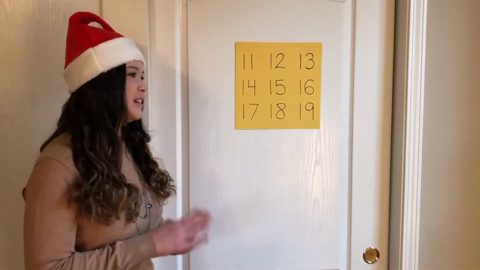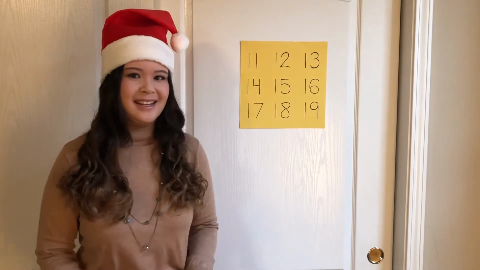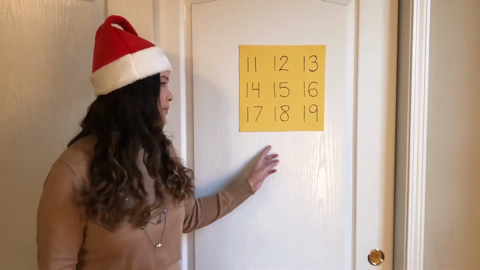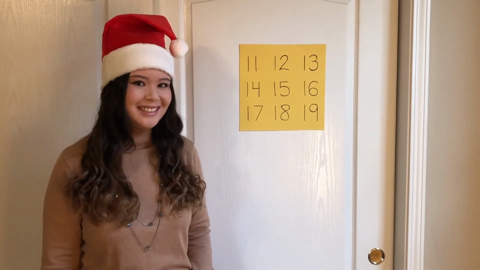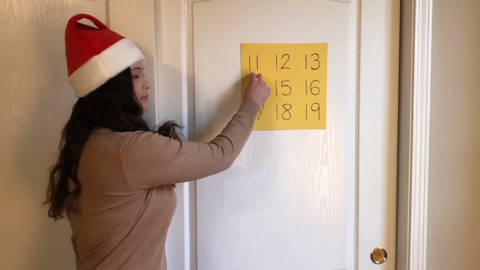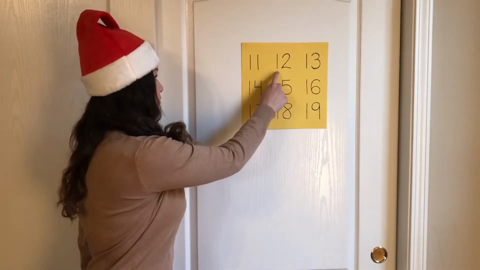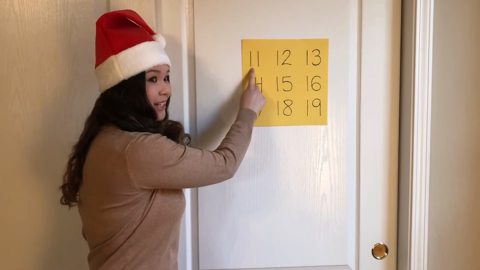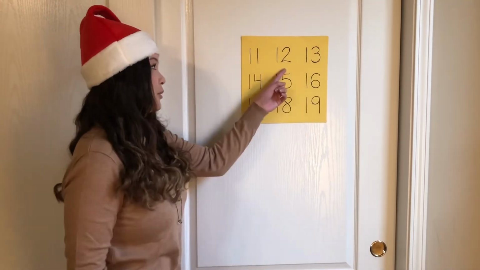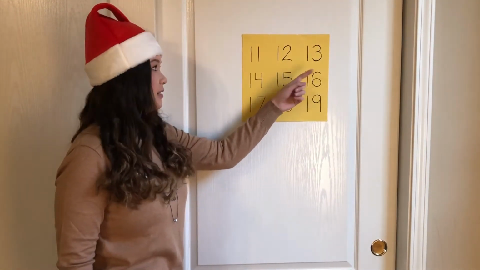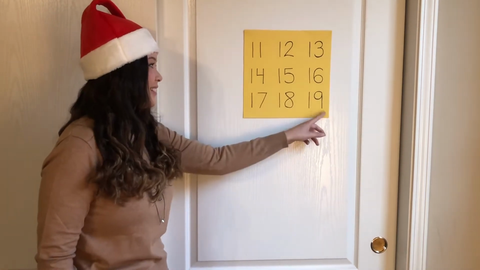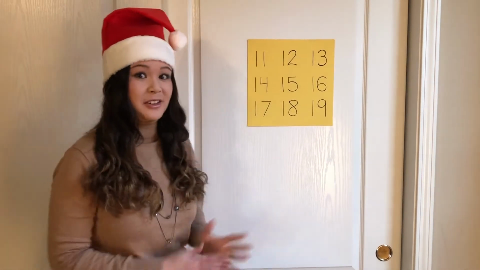Now, what do we know about our teen numbers? How can you tell that these are all teen numbers? Do you remember the trick we've been talking about? They all start with the number 1. 11 is a 1 and then a 1. Then 12 is a 1 and a 2, so on and so forth. That's right, that's how we know that they're all teen numbers.